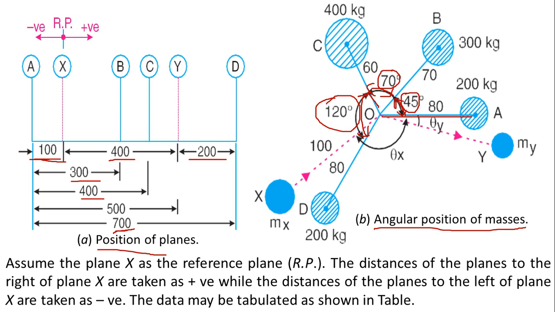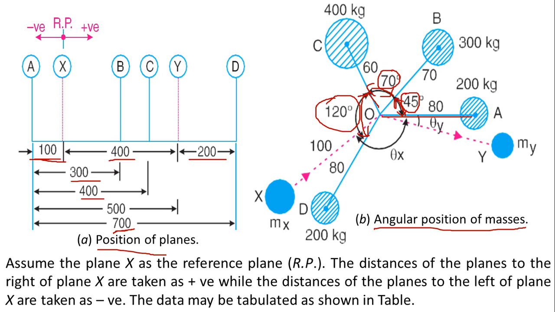Then you don't know the value of X, you don't know the value of Y. Then two unknowns are there. How will you find out one unknown value? Very difficult. So take the reference plane at something which is unknown, that is X or Y. If you take either X or Y as the reference plane, then the value there will be 0 because it will be the reference plane.